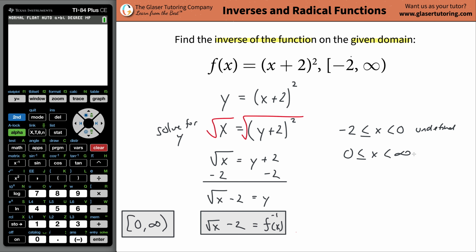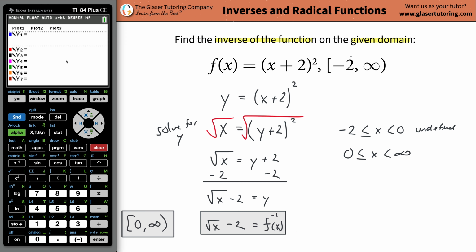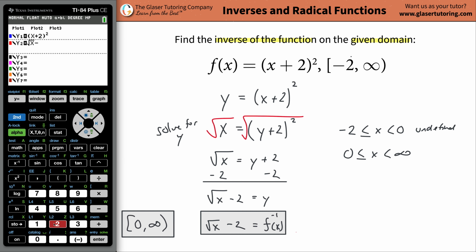And also, if you wanted to maybe graph these things out, you could. Just clear out any functions, plug in your original one. It's kind of cool to see what the inverse looks like. So just plug in x plus 2 squared, so hit the square. And then plug in the inverse function. So this is now going to be radical x, hit the over button, minus 2.